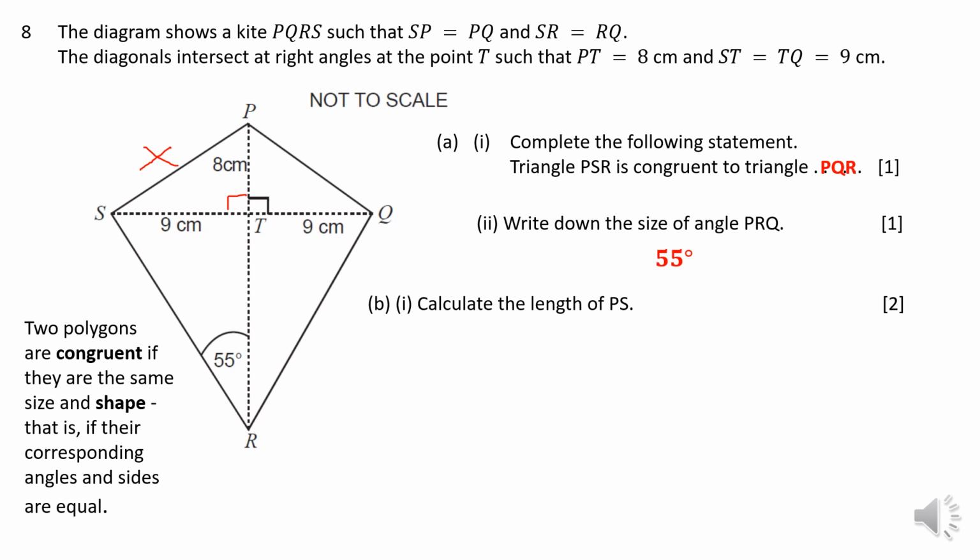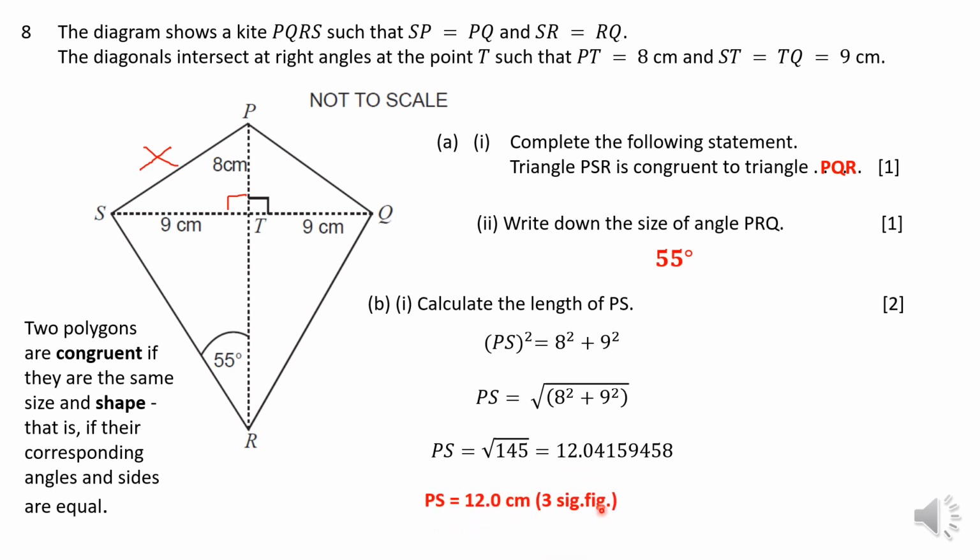Because we're looking for the longer side, we are going to add. So what we do is we have got PS squared is equal to 8 squared plus 9 squared using Pythagoras. And I always say put brackets here because depending on the type of calculator you use, if you don't put brackets here, you might get a different answer. So we are dealing with the square root of 145, which is about 12.0 centimeters.